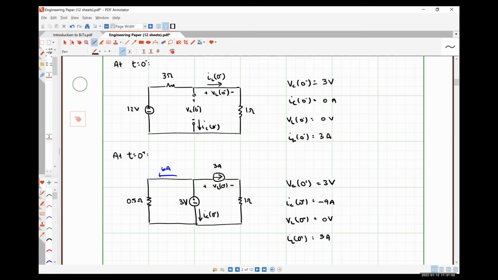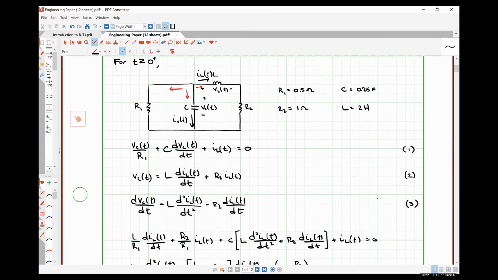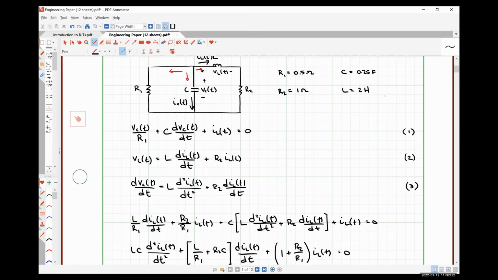So at t equals 0 plus, actually, that's a little wonky, so I don't want to talk about that quite yet. During the transient condition we can see that there were no independent sources, which means we don't need to do any analysis at t equals infinity. So we're ready to set up our system and solve for our unknown coefficients A1 and A2.